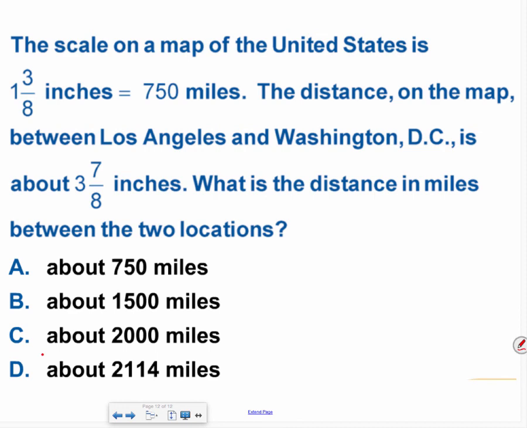Hopefully you ended up with about 2,114 miles. If not, be sure to ask for help. I'd be more than happy to help you. And that goes for any questions that you have on this entire lesson. Just be sure to let me know and ask for help.